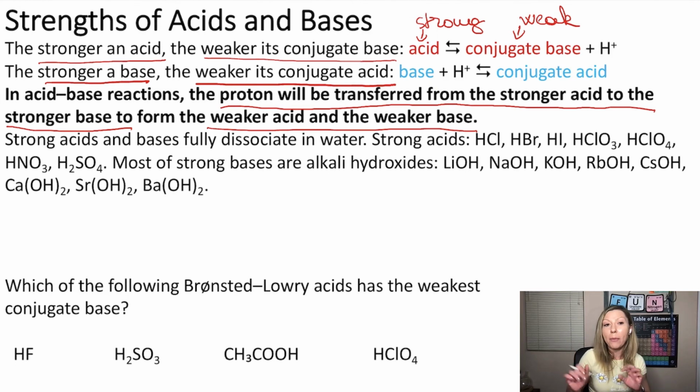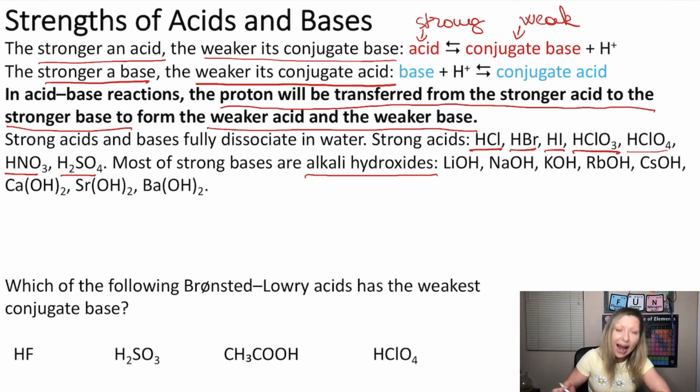Hopefully, you still remember that we have 7 strong acids, which are HCl, hydrochloric acid, hydrobromic acid, hydroiodic acid. Then we have HClO3, which is chloric acid. Then we have perchloric acid. Then we have nitric acid and sulfuric acid. And the strong bases, most of them are alkali hydroxides like lithium hydroxide, sodium hydroxide, potassium hydroxide, rubidium hydroxide, strontium hydroxide, so on.